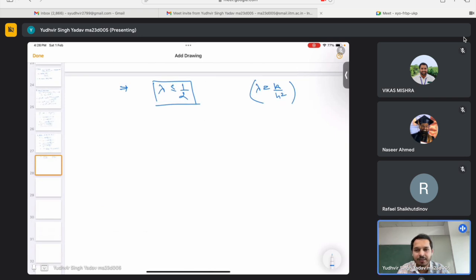So this is the required stability condition for the explicit scheme. You have also heard the terms during this week, unconditionally stable and conditionally stable. So from this we can say the explicit scheme is conditionally stable. Only if lambda is less than or equal to half, then only the scheme will be stable.